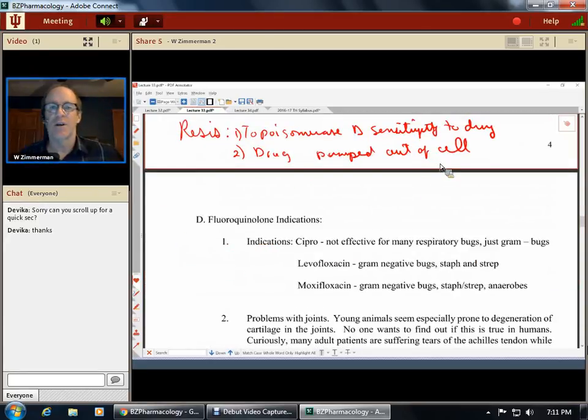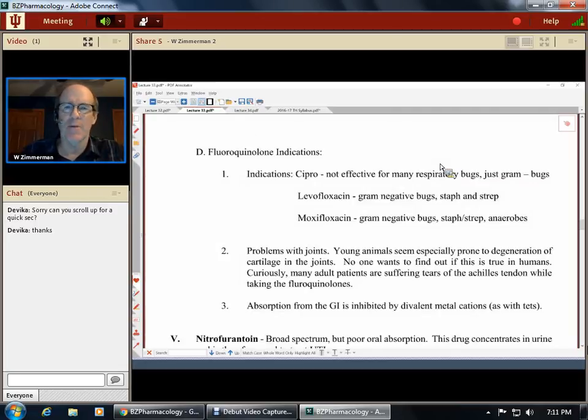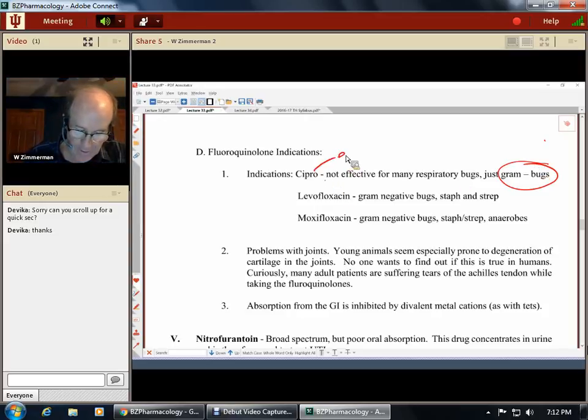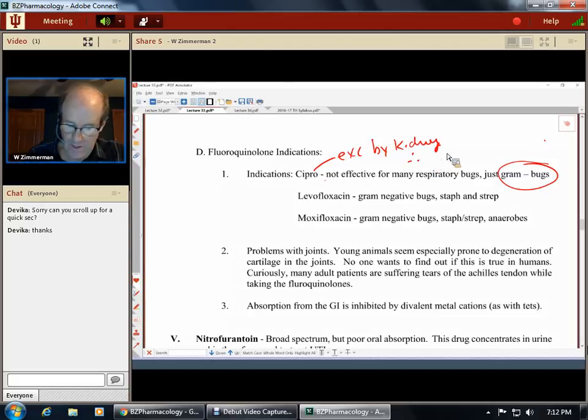But indications. When Cipro was the first one that came out in the 90s, everybody thought this was the greatest antibiotic since penicillin, and they were using it for respiratory bugs like staph or strep pneumoniae. It doesn't work for gram positives. It just works for gram negatives. It undergoes a lot of renal excretion, so it's great for UTIs. Excreted by the kidney, therefore UTIs. And it's one of the very best drugs for treating UTIs.